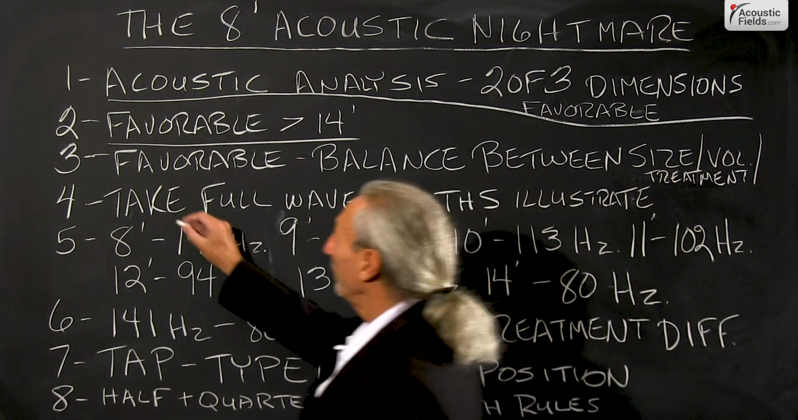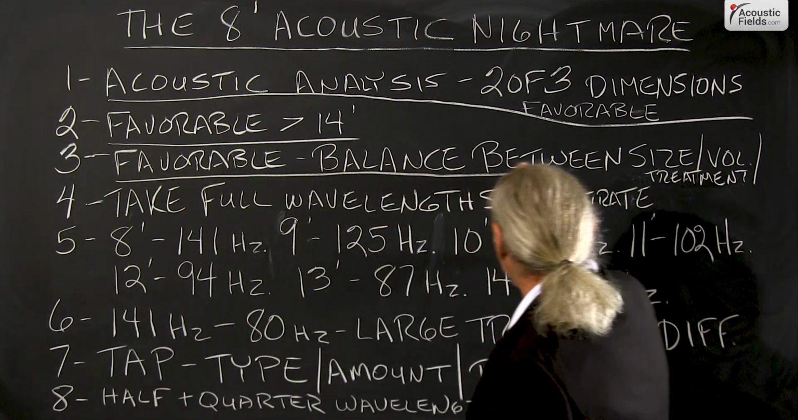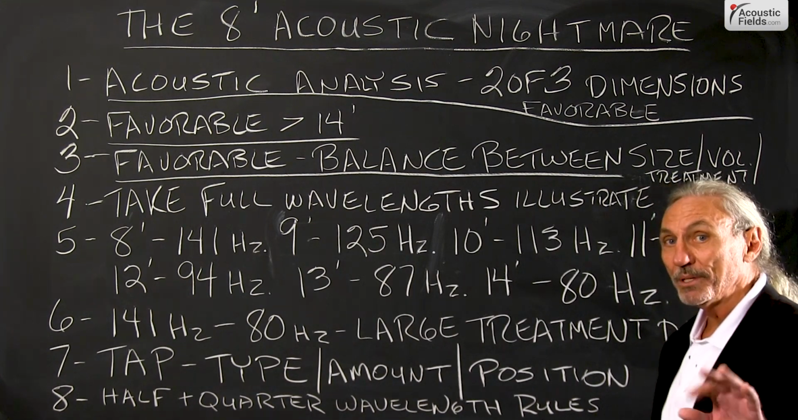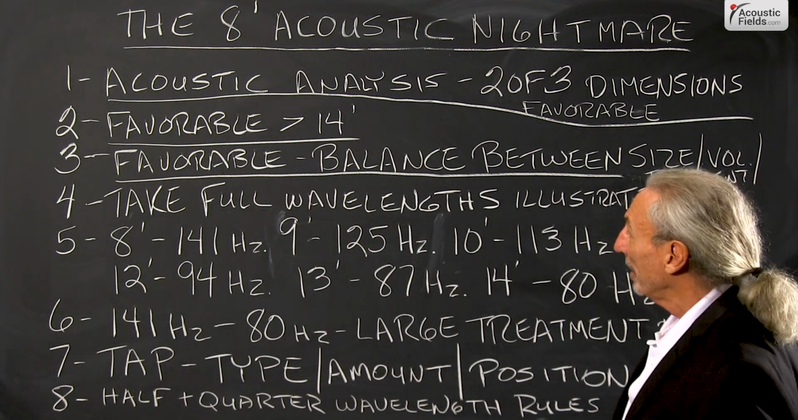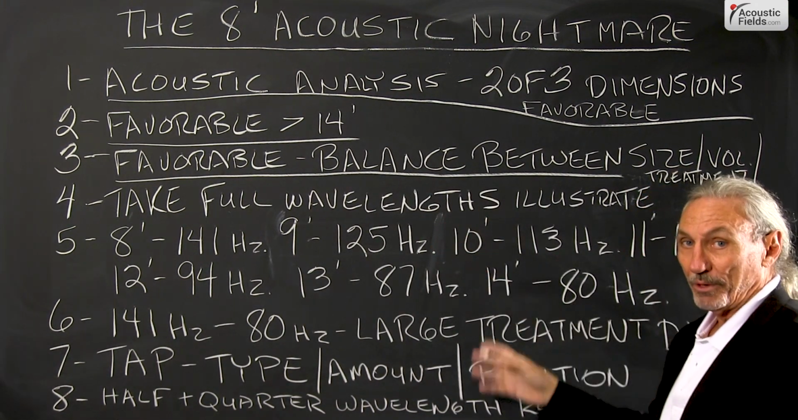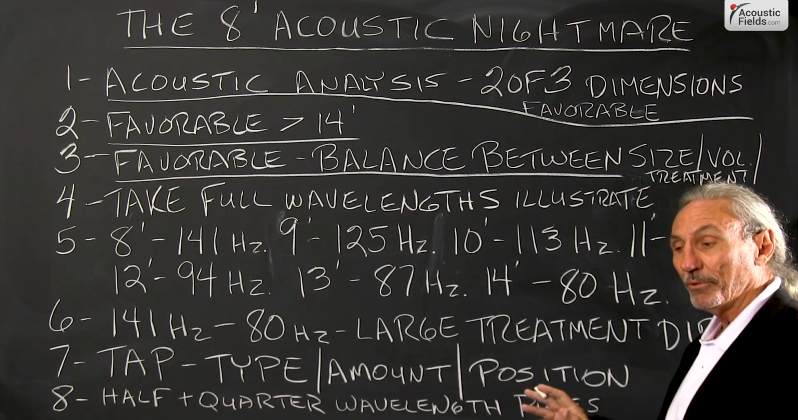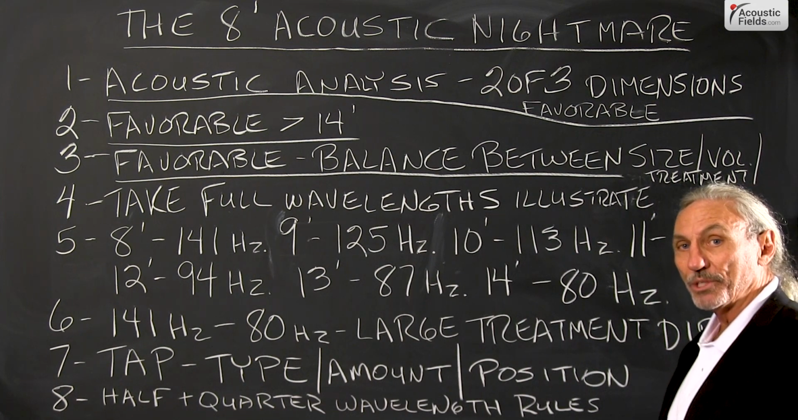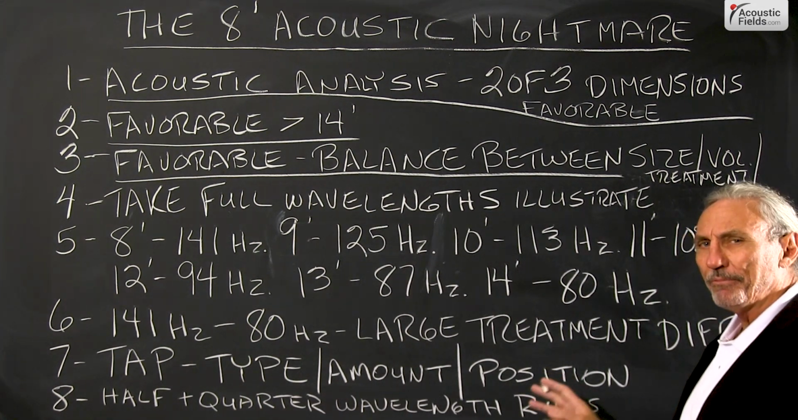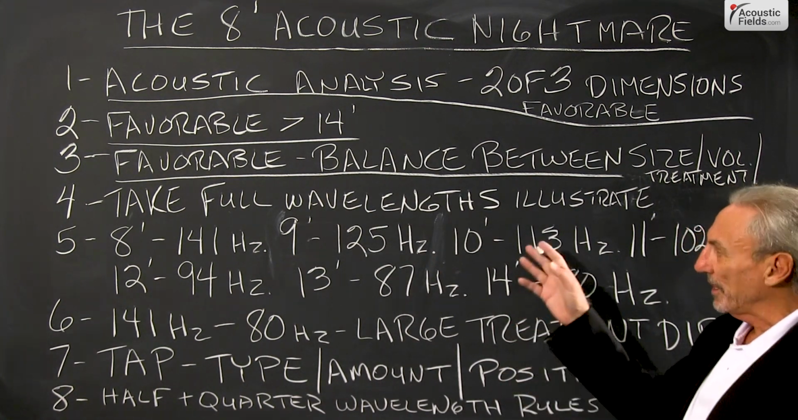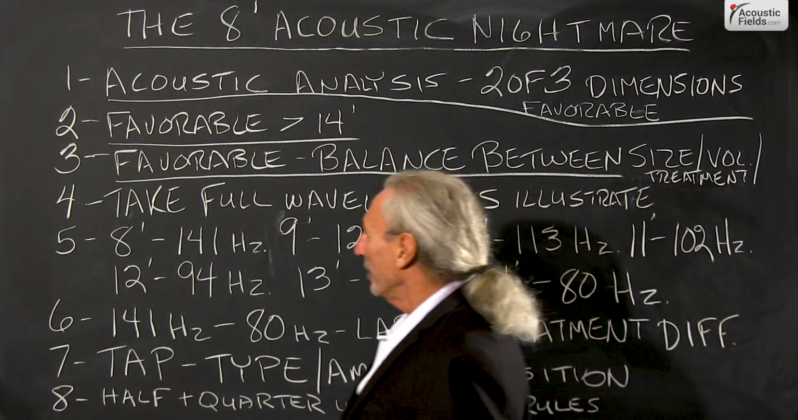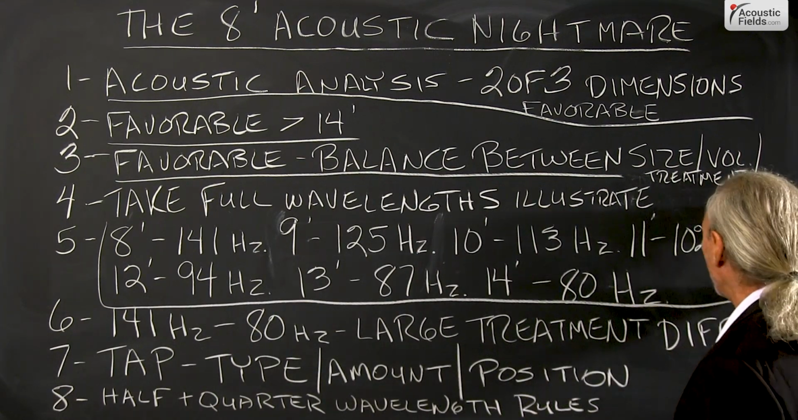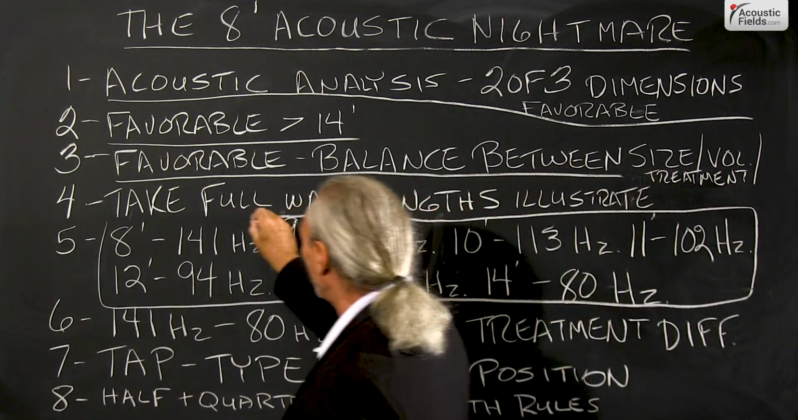So we want to get a favorable balance between the size of the room, the volume of the room, and the treatment depending on usage. So let's use full wavelengths for our example so we can just get a feel for it. I know there's half wavelength and quarter wavelength rules out there, but I'm not a big fan of using those to illustrate this particular point. So let's use full wavelengths and look at some frequencies and some dimensions.